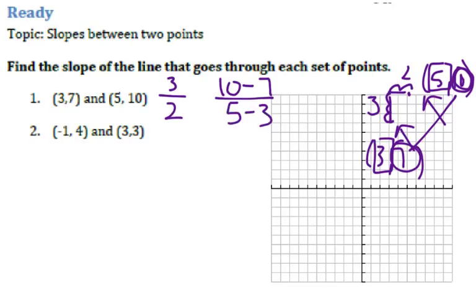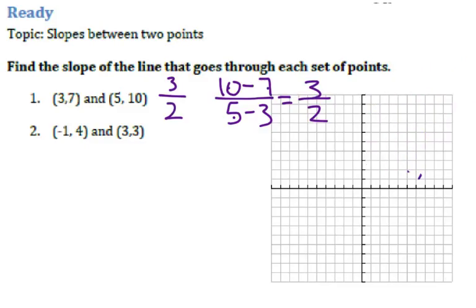Notice that 10 and 5 are in the same position as 7 and 3. And then you just subtract. 10 minus 7 is 3, 5 minus 3 is 2, and you get the same thing. So that's one way you can do it. The other way we already did on the graph. So anyway, let's take a look at number 2.